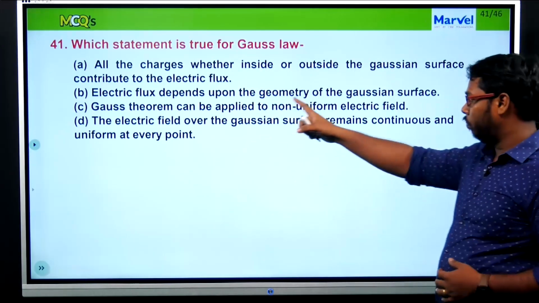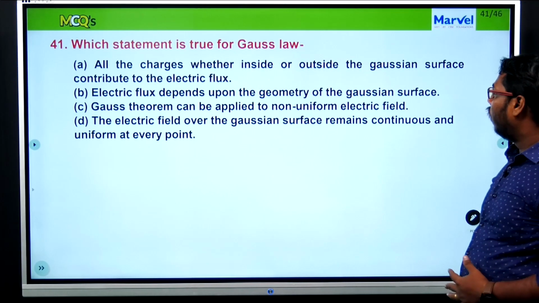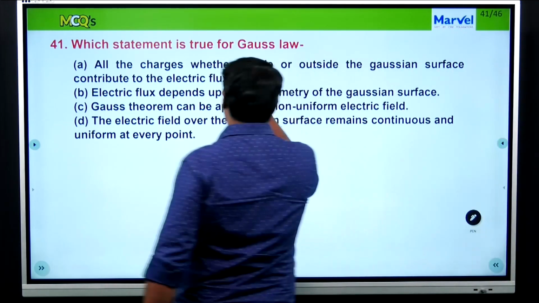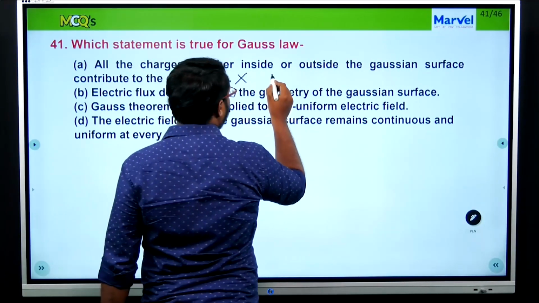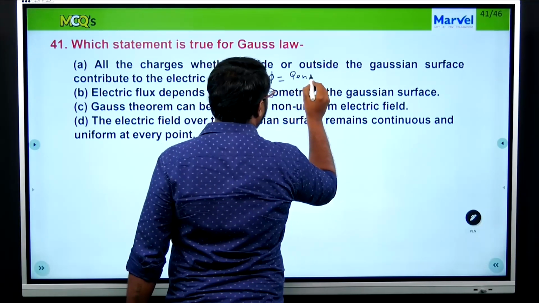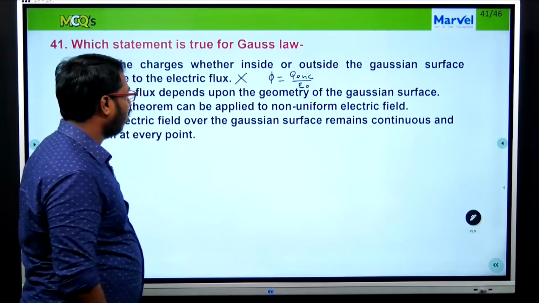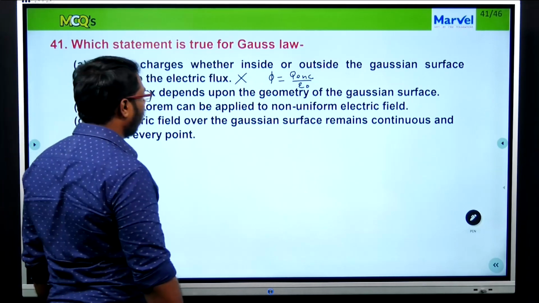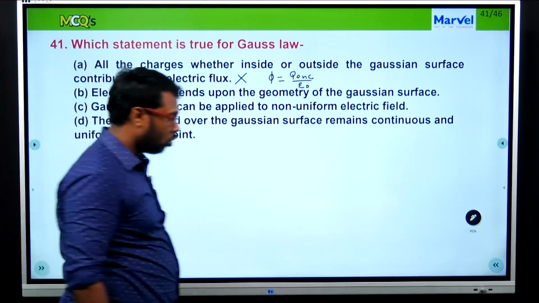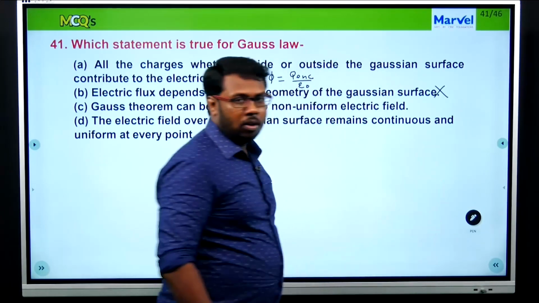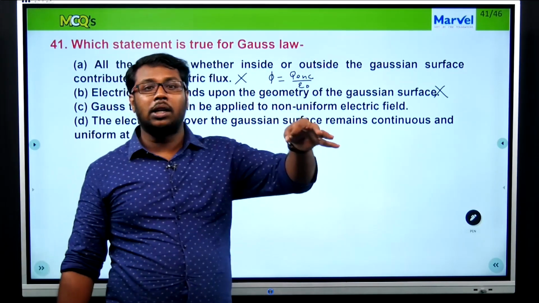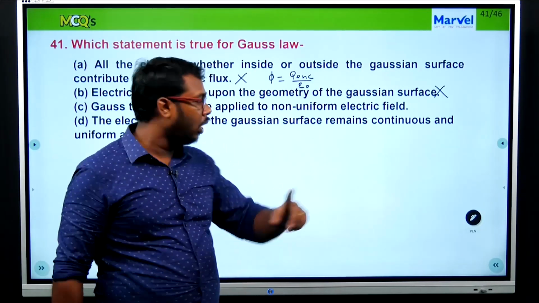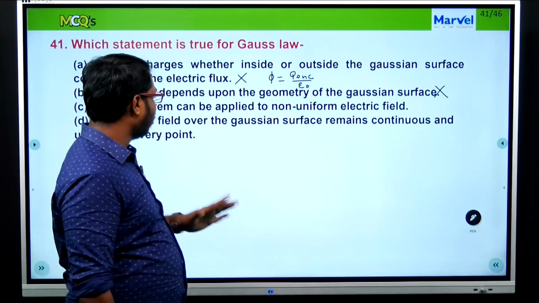First one: all the charges, whether inside or outside the Gaussian surface, contribute to the electric flux. Totally wrong, because electric flux is equal to Q enclosed by epsilon naught. Only charges enclosed are taken into account. So the first statement is wrong. The electric flux depends upon the geometry of the Gaussian surface. That is wrong, because it doesn't matter what shape your Gaussian surface is, as long as it encloses the charges, the flux coming out of the Gaussian surface will be Q enclosed by epsilon naught. So the second statement is also wrong.